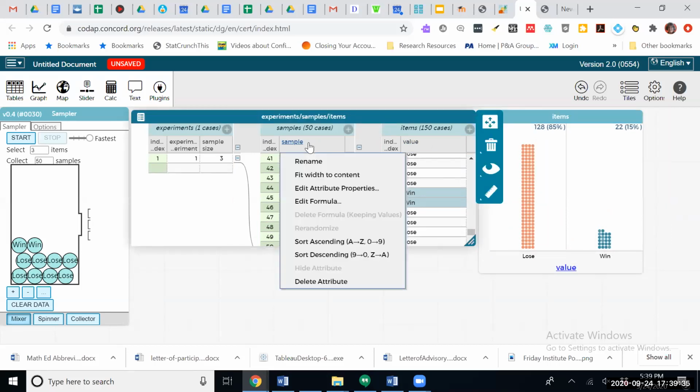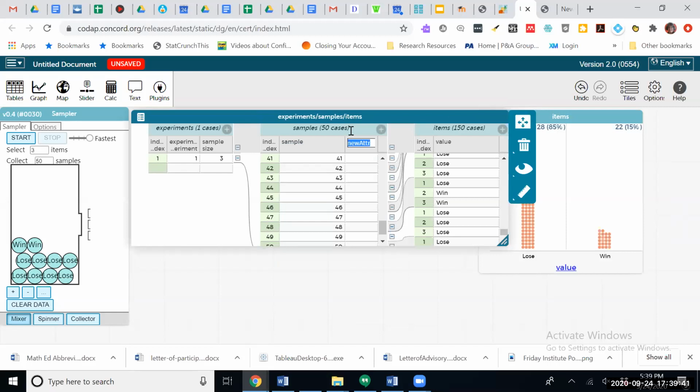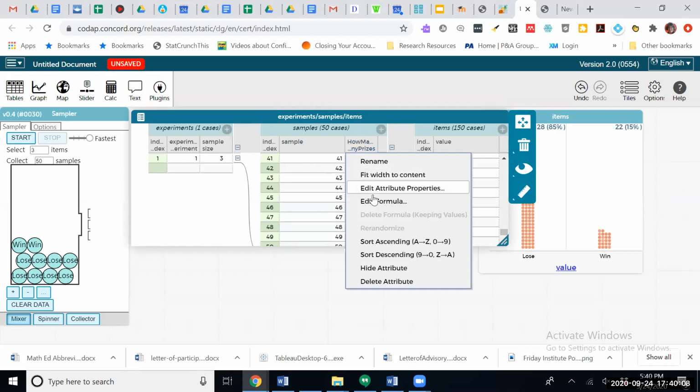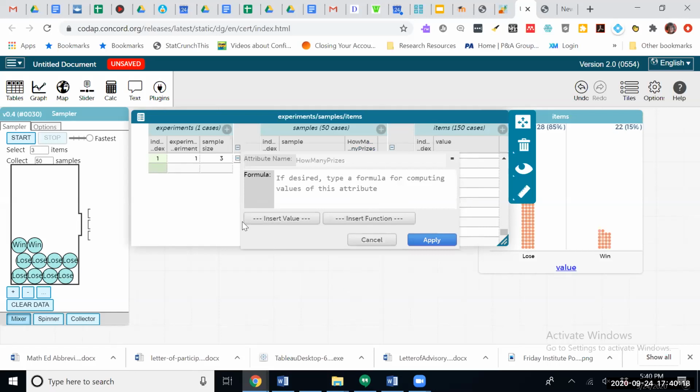So at the sample level, for each sample, I'm going to add an attribute. I want to find out whether within a sample you win 0 prizes, 1 prize, 2 prizes, or 3 prizes. So I'm going to call this attribute how many prizes. And now I need to write a formula for it. This is where our students start using some computational thinking to think about how they can help themselves answer some of these questions. So how many prizes?